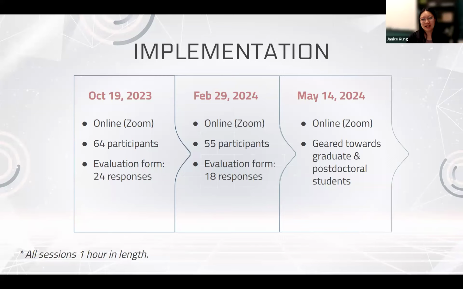So the next time I plan to offer it is in May next month. Again, it will be online and it will be targeted towards graduate and postdoctoral students based on a demand by the graduate and postdoctoral office. So they thought that it would be really useful for them to have this workshop offered to them. And so that was how I implemented it.